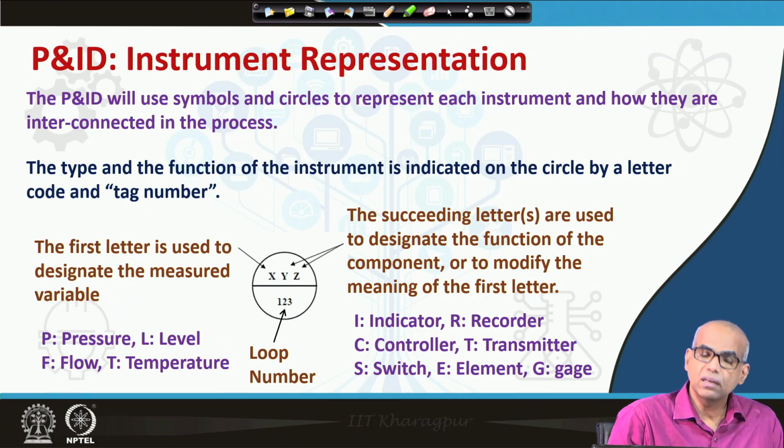For second and third letters, I stands for indicator, R for recorder, C for controller, T for transmitter, S for switch, E for element, G for gauge. The number 1, 2, 3 represents loop number.